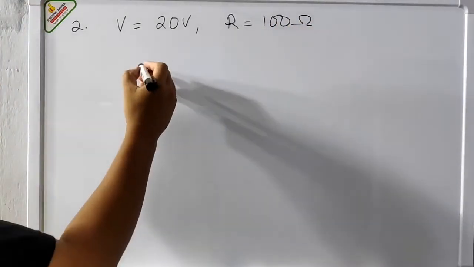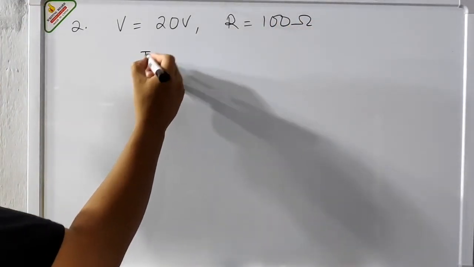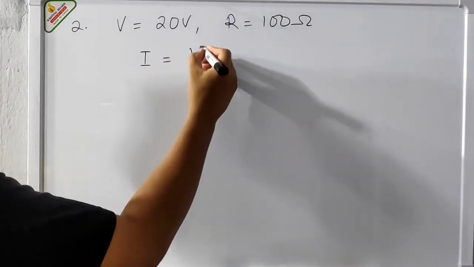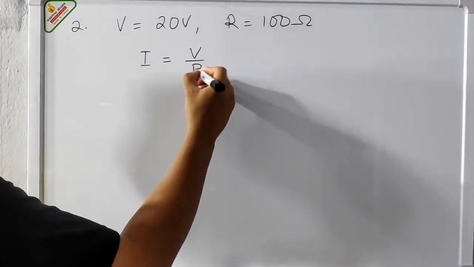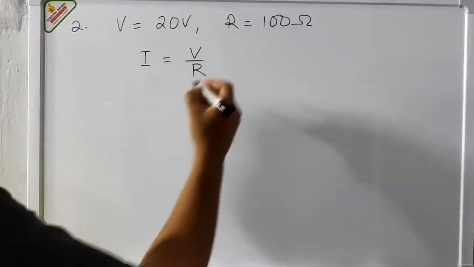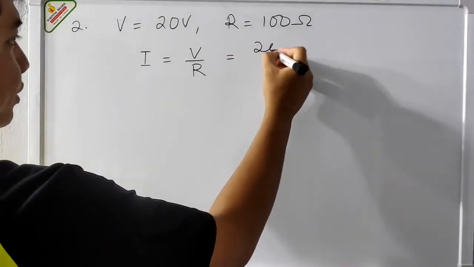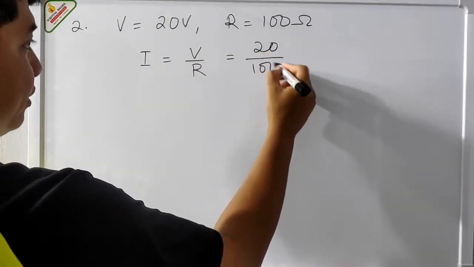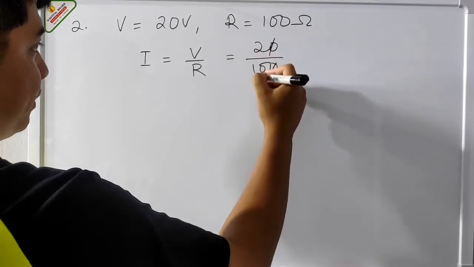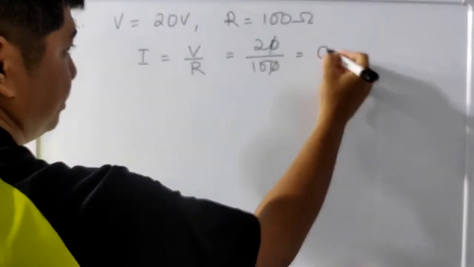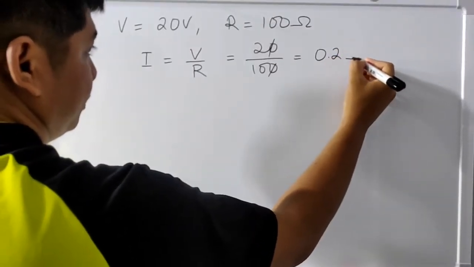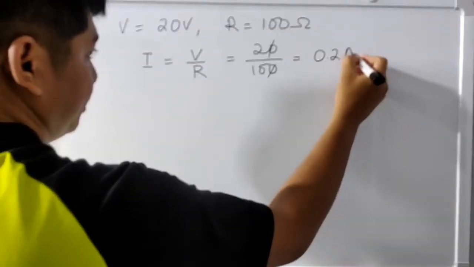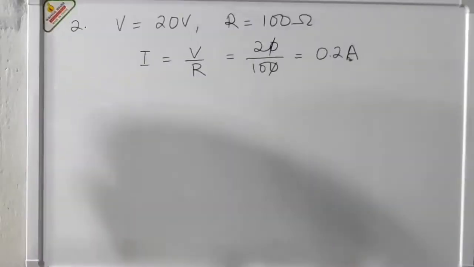To calculate I, applying Ohm's law, I equals V by R. Here V is 20 and R is 100. 2 5s are, or you can write 0.2 ampere. The unit of current is ampere.